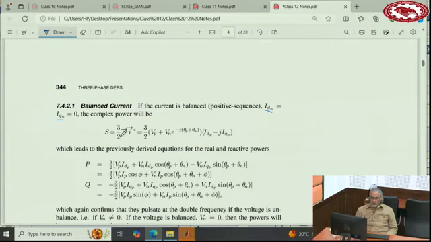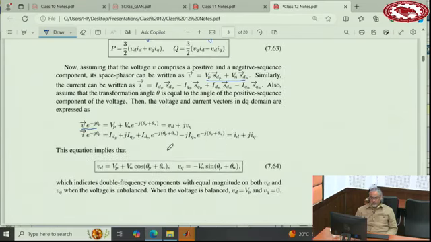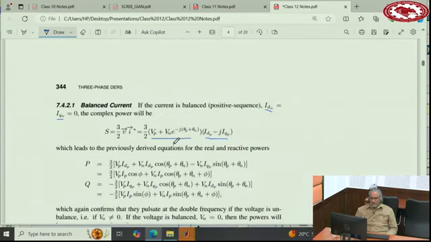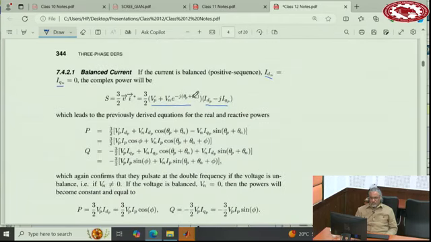So V into I star, this is the V, we just said V, and I, you go back to I expression for I and put all these equal to 0. This is 0, this is 0. Only this part remains. And then when you multiply, you will get a real part and an imaginary part.